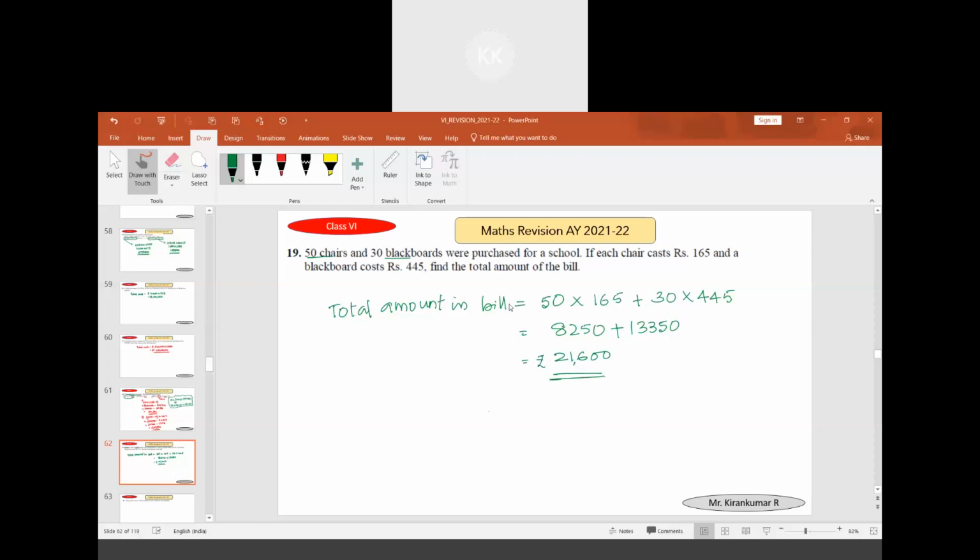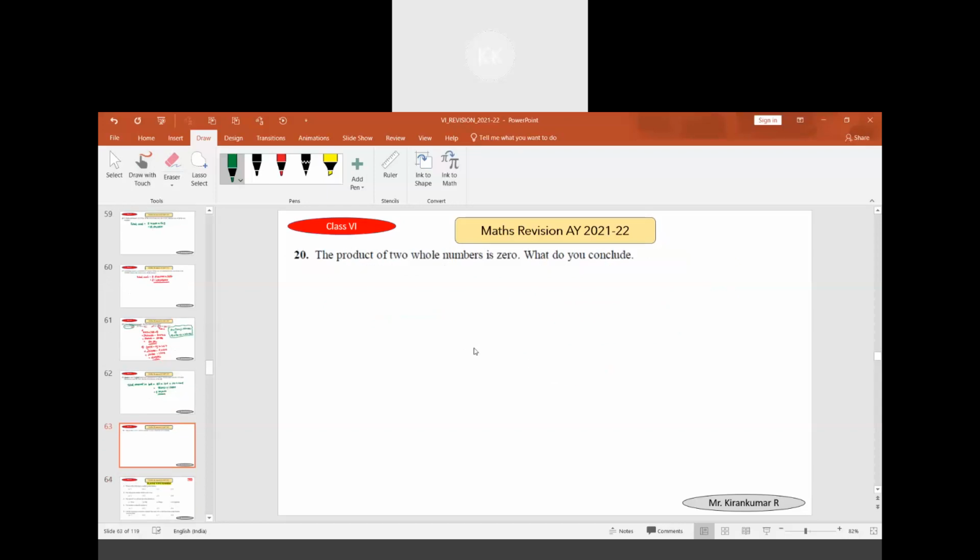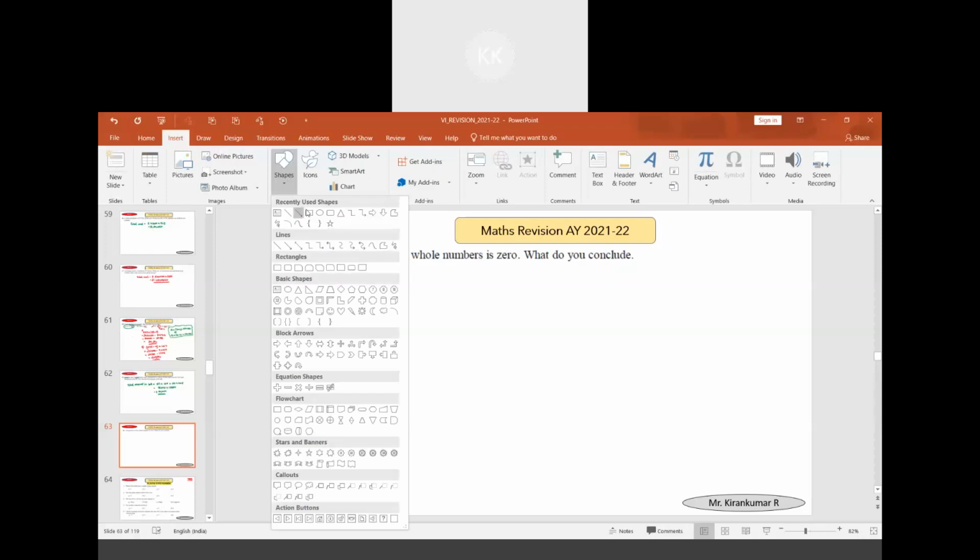This can be done in this way to get the direct answer, or else you have to separately find the cost of chairs, then the cost of blackboards, then add them. The product of two whole numbers is 0. What do you conclude?